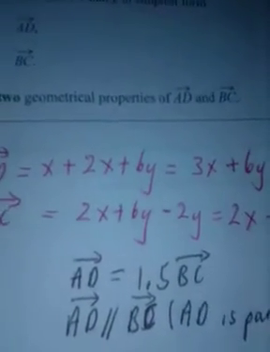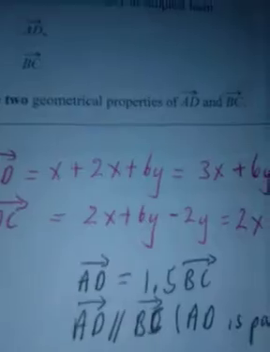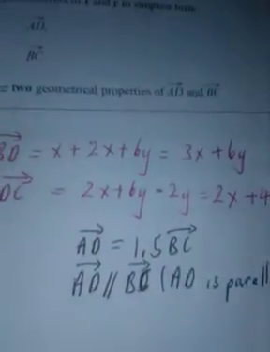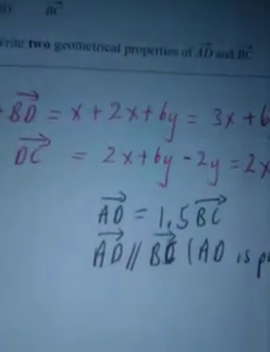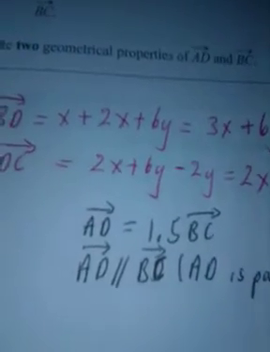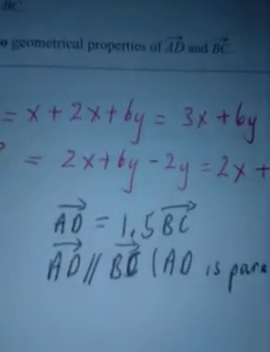Therefore, once they are proportional, they are also flowing in the same direction, and they are proportional. Therefore, I consider these vectors are parallel. AD is parallel to BC.